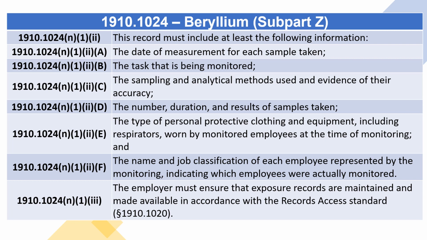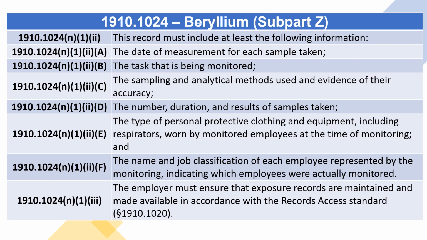1910.1024 N1 2 A through F. The date of measurement for each sample taken, the task that is being monitored, the sampling and analytical methods used and evidence of their accuracy, the number, duration, and results of samples taken, the type of personal protective clothing and equipment, including respirators, worn by monitored employees at the time of monitoring, and the name and job classification of each employee represented by the monitoring, indicating which employees were actually monitored.